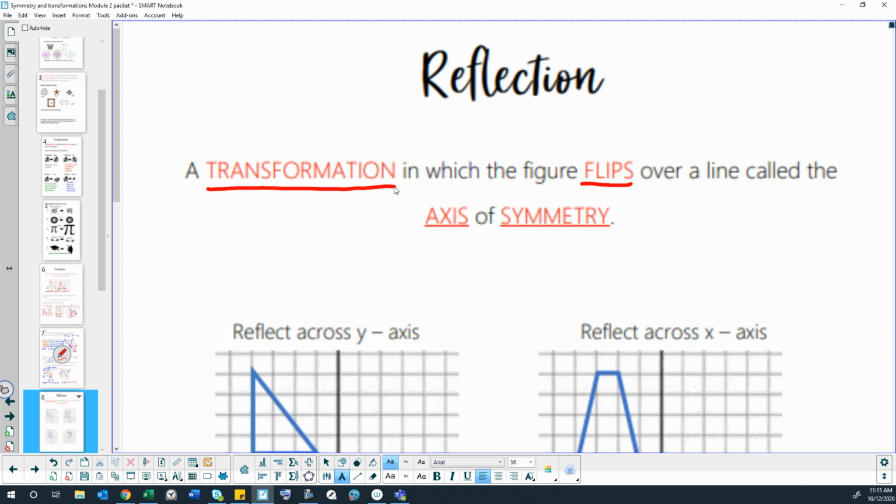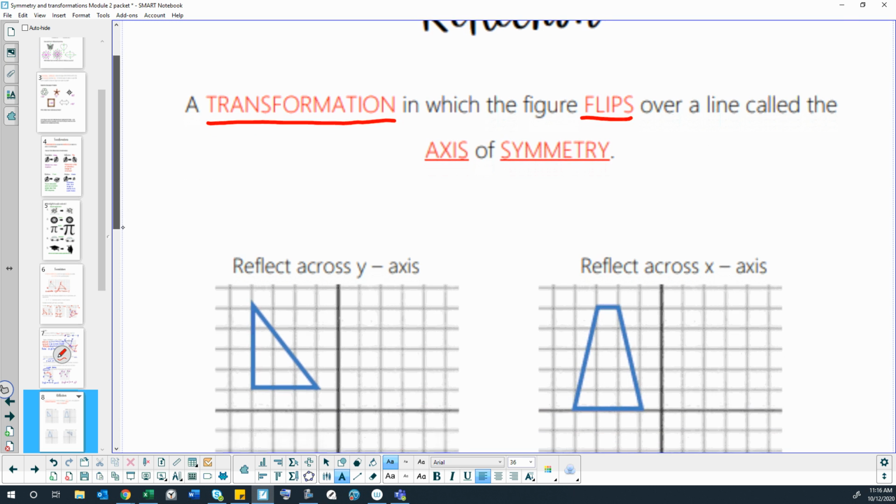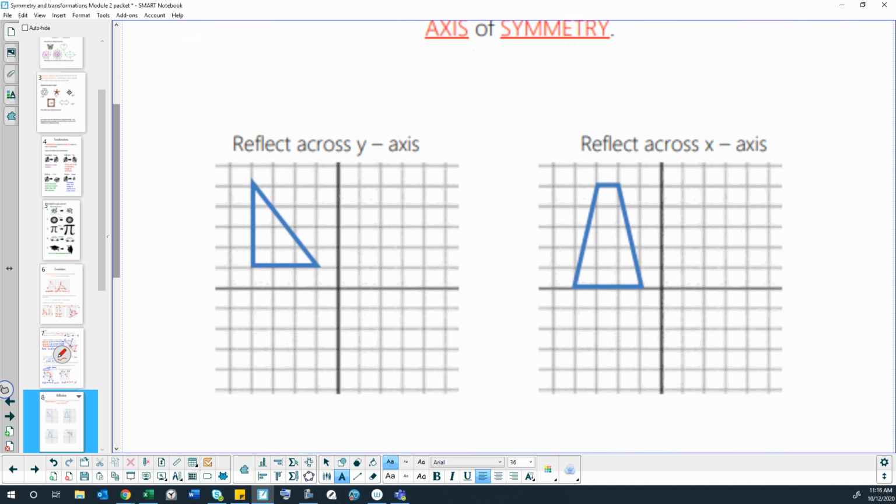So a reflection is a transformation in which the figure flips over a line called the axis of symmetry. Just like we learned when we did transformations last week before we had this packet, we're taking a picture and reflecting it over a line, right? So we have a few examples on this page to go through together.